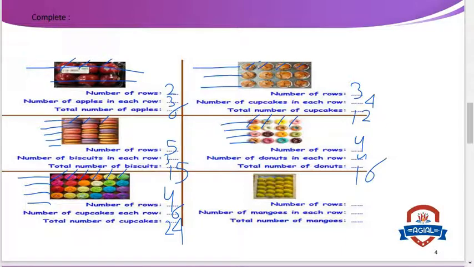Okay, in here, number of rows. 1, 2, 3, 4, 5. So we will write 5. Okay, number of mango in each row. 1, 2, 3, 4. 4 mango in each row. Total number of mangoes. Okay, 4 plus 4 plus 4 plus 4 plus 4, 5 times. So we will get to 20. Is this easy? How to find the total number about rows? I hope all of you understand it well.